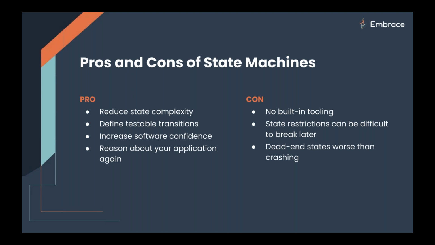The state restrictions can be difficult to break later. Remember, we said we wouldn't allow a user to move from register to two-factor. If we later decide to allow that, well, we probably coded some of those assumptions into the state machine. So we're going to have to unpack that and retest all of those transitions again. I actually look at this as a pro. If your product team knows that it's going to be harder to break transitions later, they're going to put the effort in to get the transitions right at the beginning. So you're going to get better product design by using a state machine architecture.